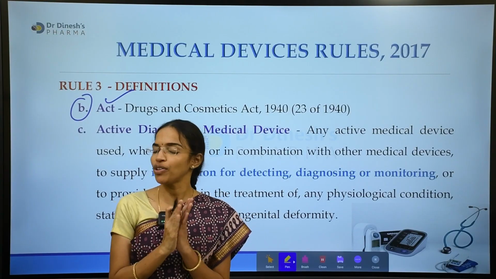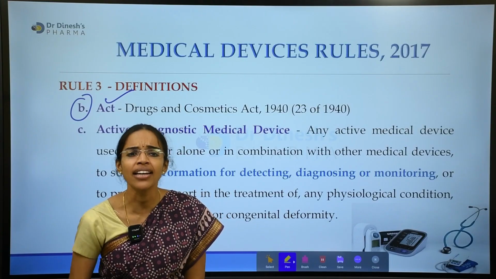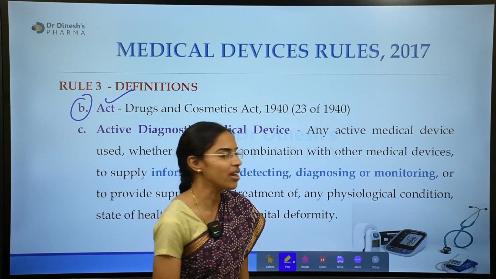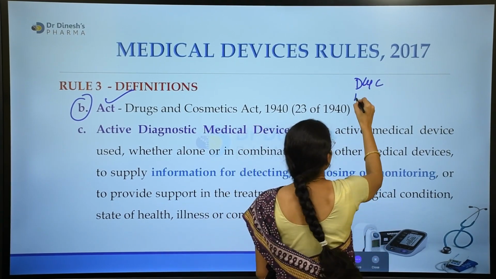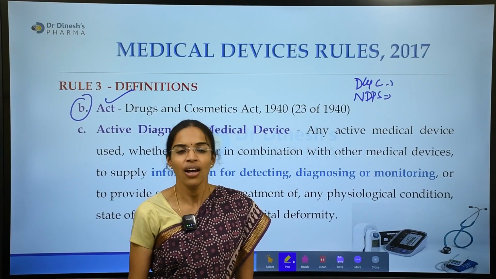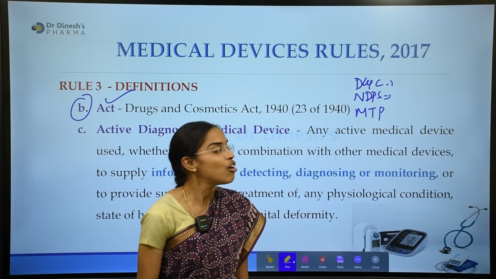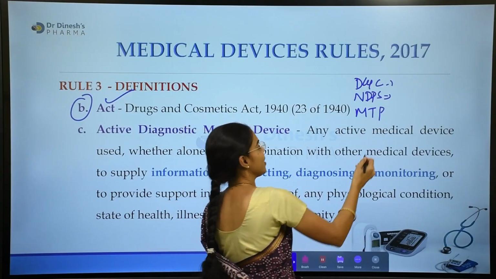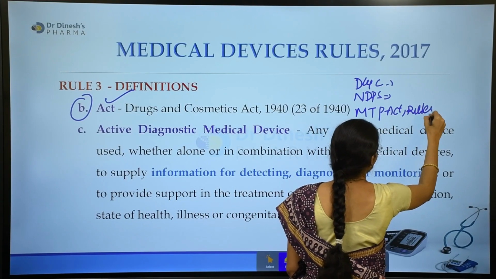Okay, please remember all of you, MDR is not an act. It is only the medical device rules. Nowhere it will be mentioned that. So if we see the DNC Act, the Drugs and Cosmetics Act, or the NDPS Act, Narcotic Drugs and Psychotropic Substances Act, or the MTP, Medical Termination of Pregnancy Act, whatever it is, for all these, for DNC, NDPS, MTP, etc., there is an Act and the rules. Okay, it shows about the Act and the rules.